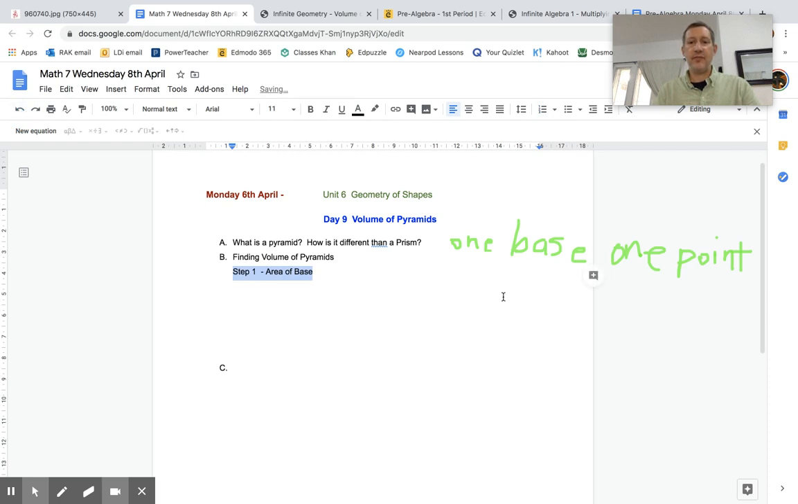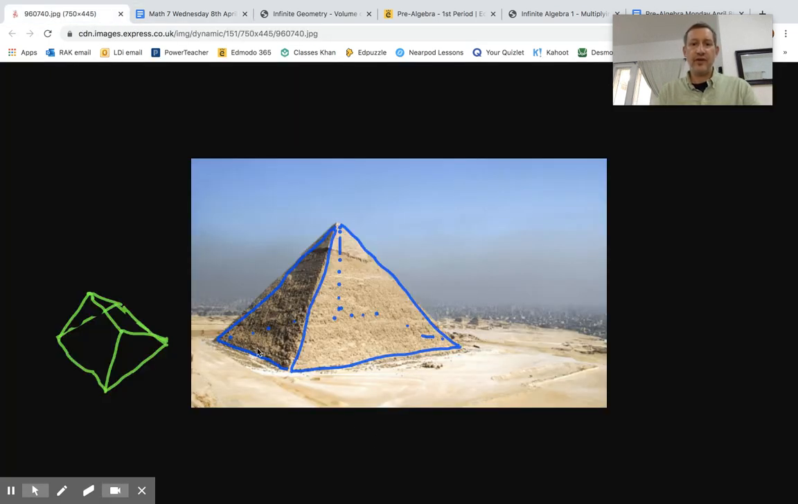First, you find the area of that base. So here for our Giza pyramid, we'd have to find the area of that base. Now, I don't know what the exact dimensions are, so I'm just going to make this up. But let's say this was a unit of, whoa, let me pick a different color. Let's say this was 12 yards, right? And let's say this side was 14 yards. And then the height from the bottom to the top was 10 yards. Okay? I know it's a lot bigger than that. I'm just making this up.